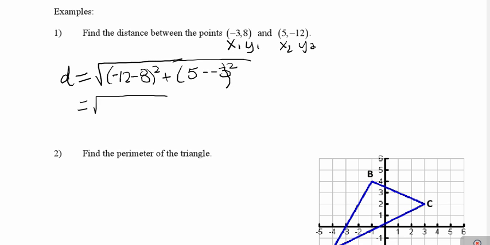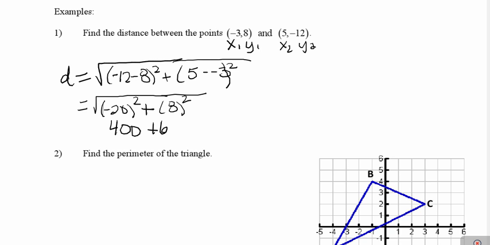So I know that negative 12 minus 8, that would be negative 20 squared, plus 5 minus negative 3 would give me positive 8 squared. So I get 400 plus 64. And then I need to take the square root of 464.